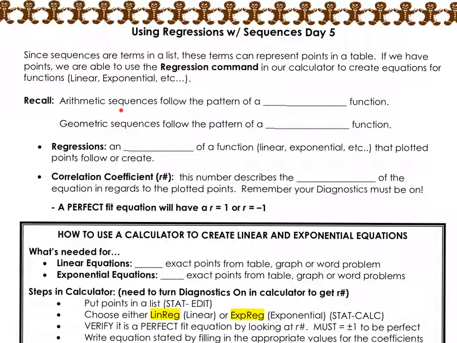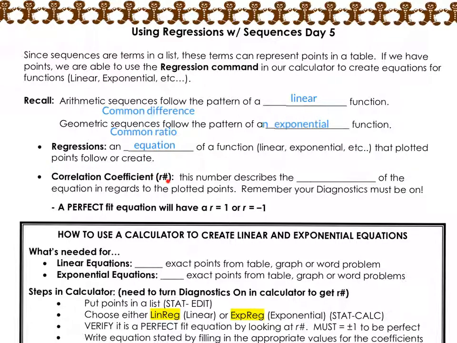So recall that arithmetic sequences follow the pattern of a linear function, and geometric sequences follow the pattern of an exponential function. And those make sense because remember, arithmetic sequences have a common difference, and so do our linear functions. And geometric sequences and exponential functions both have a common ratio. So regressions are an equation of a function, linear, exponential, etc., that the plotted points follow or create.